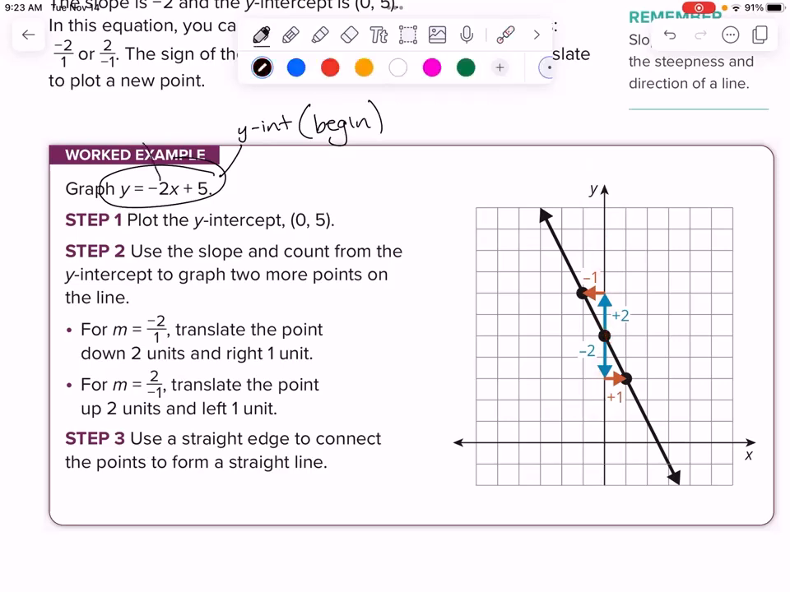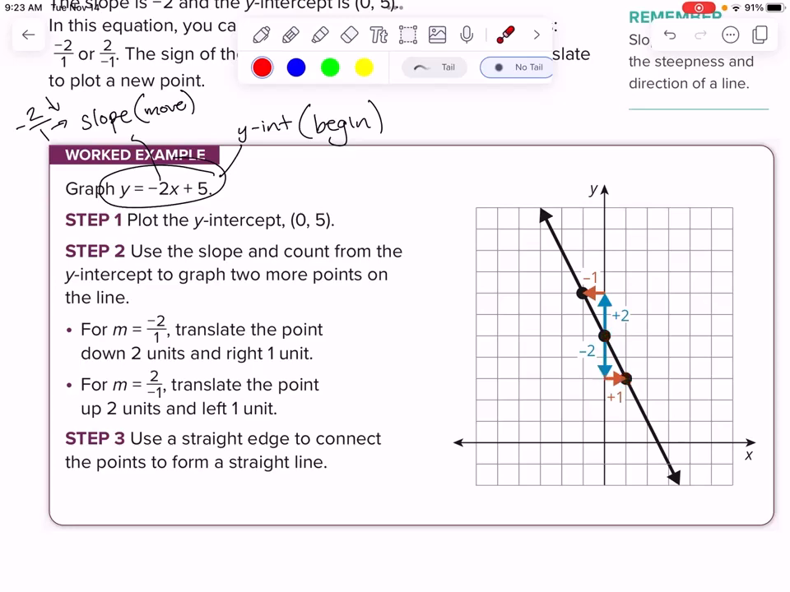And then for this, right, this is our slope, rise over run, but this is how much we move. So since it's negative 2, we always want a fraction. So we can put that as negative 2 over 1. That means down 2, right 1. And yeah, from this point, we go down 2 and right 1.